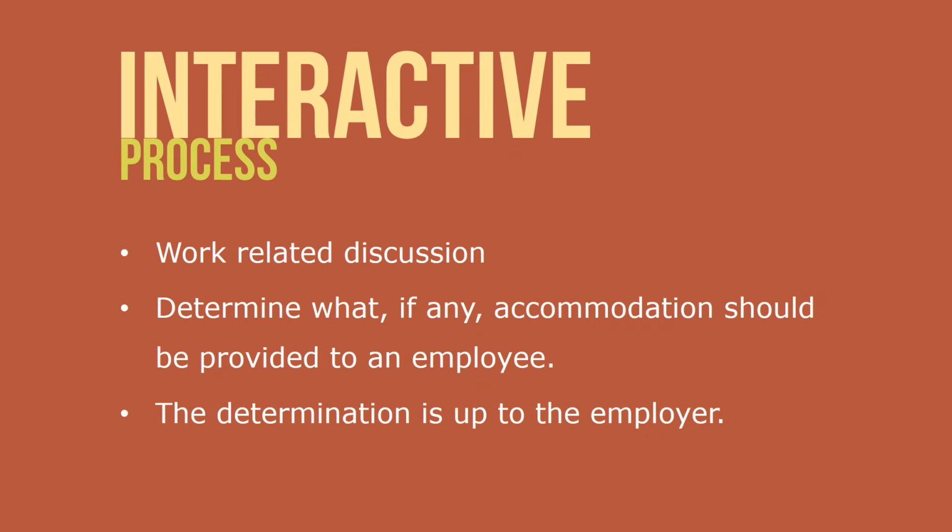The purpose of an interactive process is to determine what, if any, accommodation should be provided to an employee. The ultimate determination about reasonable accommodations to be provided is up to the employer. The employee can refuse or accept an offered accommodation. During the interactive process, the employer may ask the worker relevant questions that will enable it to make an informed decision about the request. This includes asking for information about the desired accommodation, the nature of the problem prompting the request, and how the employee believes that his disability has created the need for accommodation.